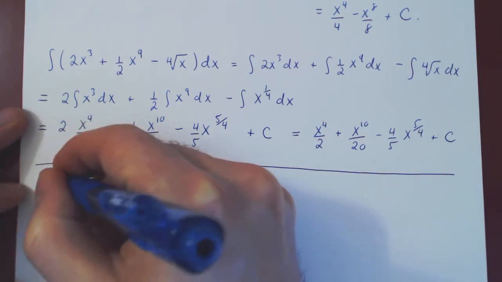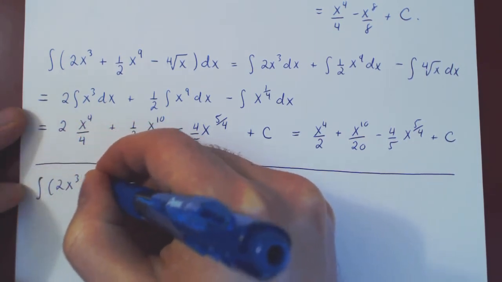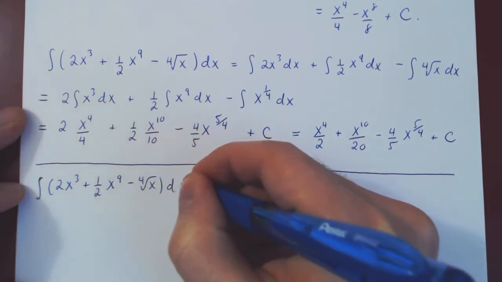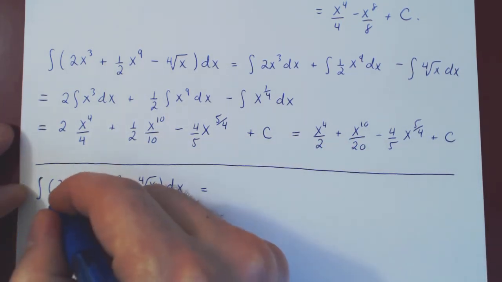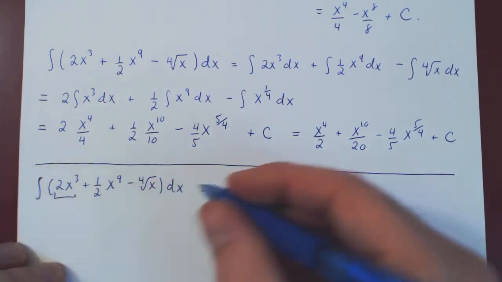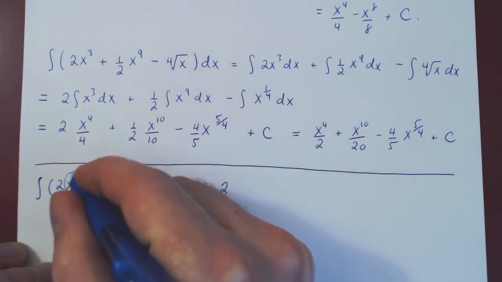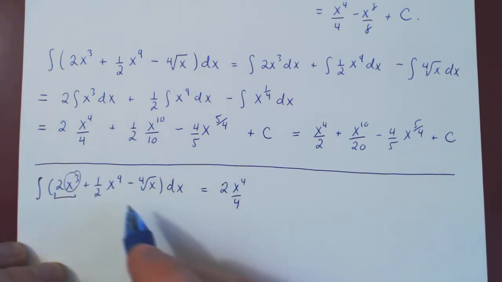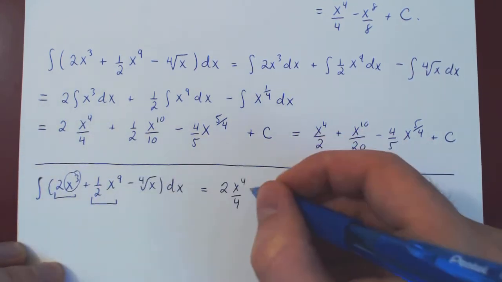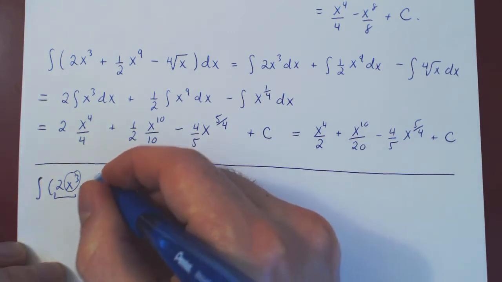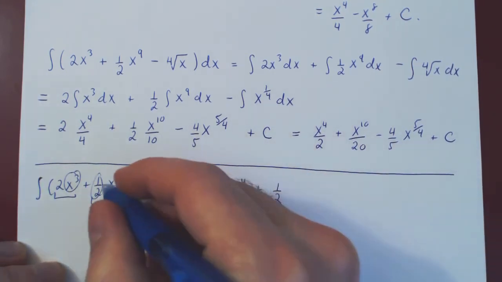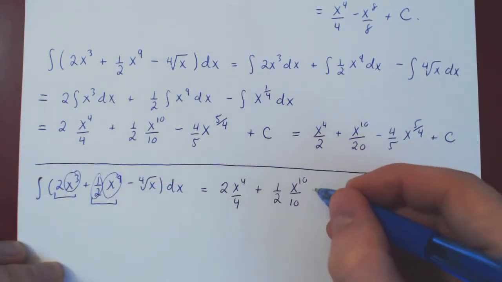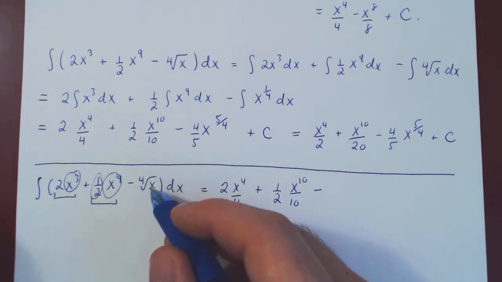So we start with the integral of 2x cubed plus 1 over 2 x to the 9 minus the 4th root of x dx. Okay, so we integrate 2x cubed. The 2 is a constant multiple, it stays there. Power rule on the x cubed, x to the 4 over 4. Check. Plus we integrate the second function. 1/2 is a constant multiple, it stays there. X to the 9th, power rule, x to the 10 over 10. Done. Minus, and here again we think of the fourth root of x as x to the 1/4.